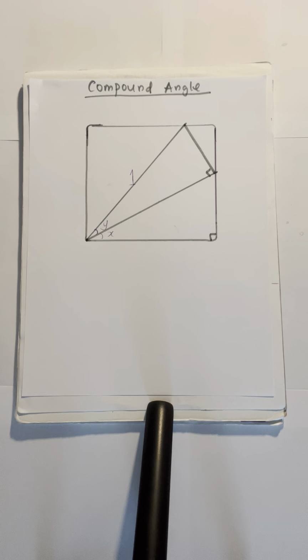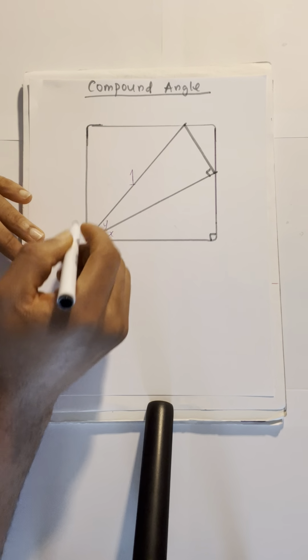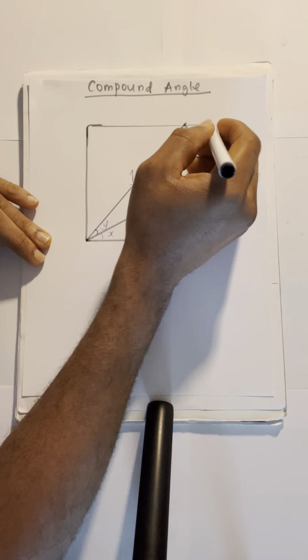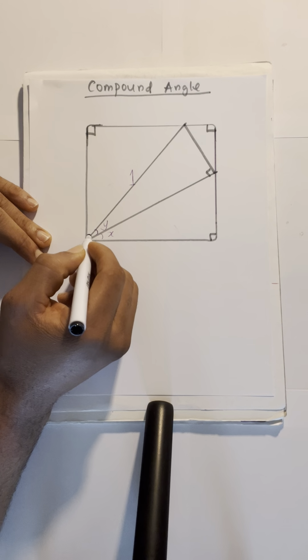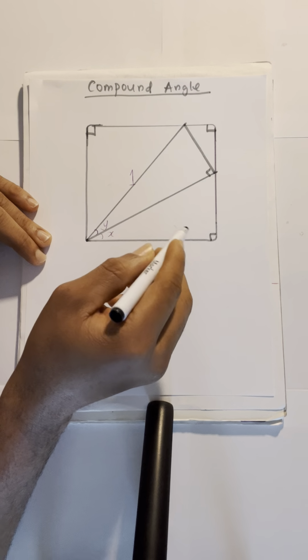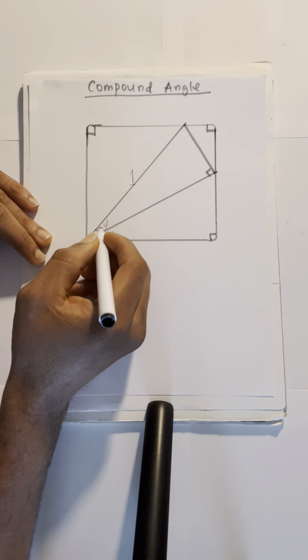In today's lesson, we'll be discussing compound angles. My aim in this lesson will be to use geometry to derive the compound angles identity, or compound angles formula. To start, I have drawn a square or a rectangle whose four angles are 90 degrees.